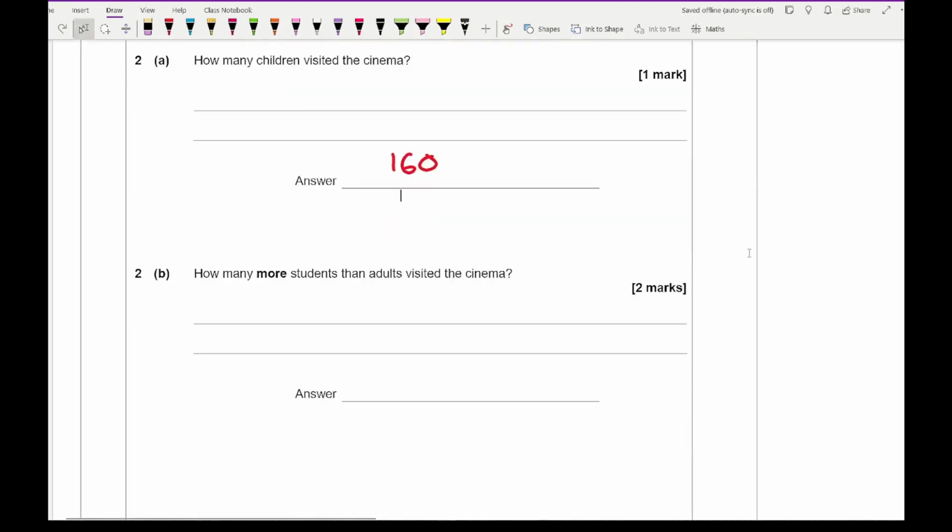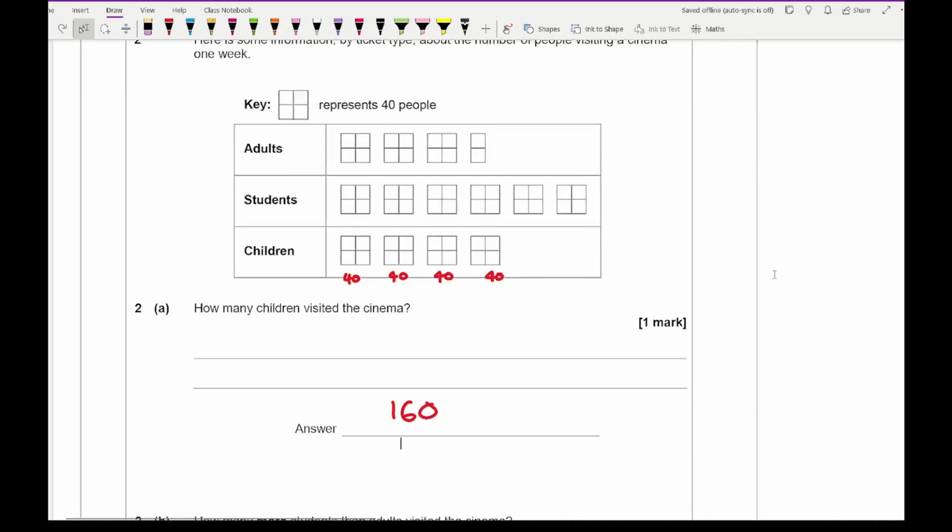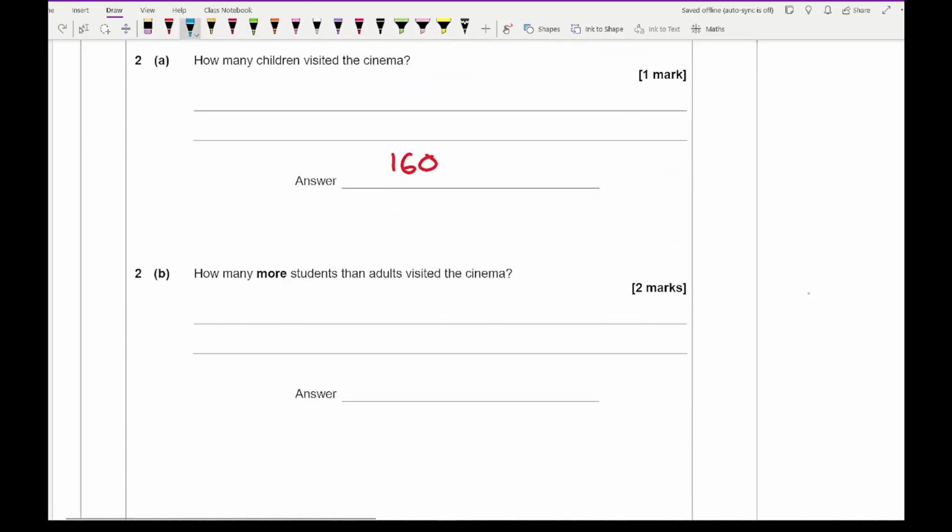Then it says how many more students than adults visited the cinema. So again, if I just total up the students, that's 40 plus 40, 40, 40, 40 and 40. So that's 40 times 6, which is 240. And if we do the adults, that's going to be 40, 40, 40 and 20, which is going to give me 140. So then all I need to do is take away those two numbers. So I've got 240, take away 140, which equals 100.